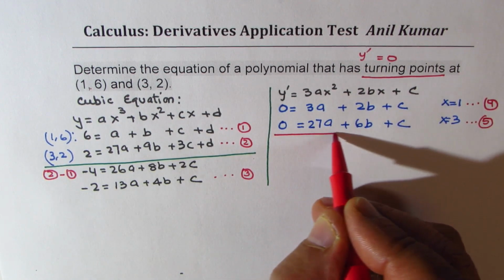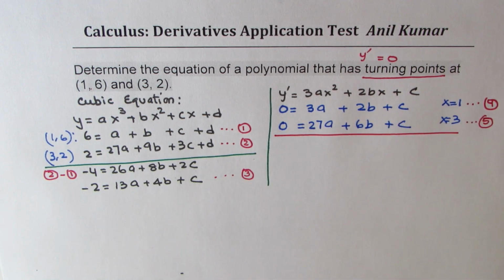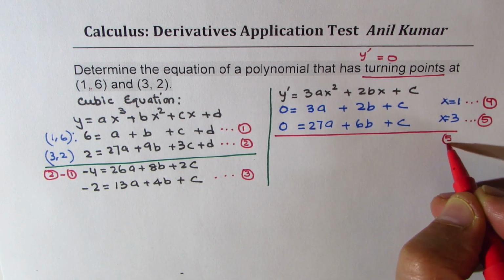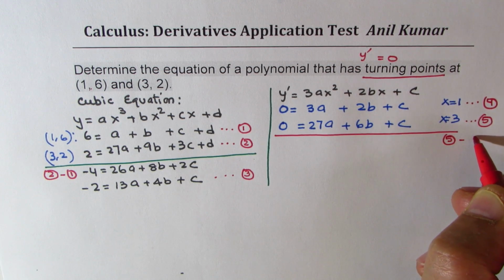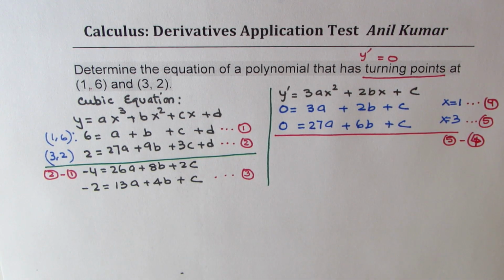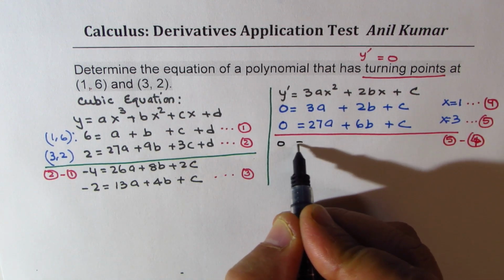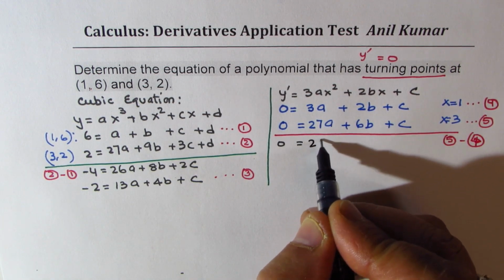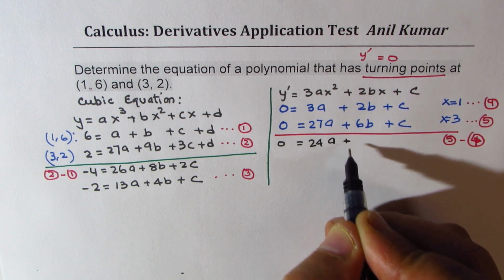Now from these two equations, we can eliminate c, right? So let's do 5 minus 4. Equation number 5, take away equation number 4. So we get 0 equals 24a plus 4b.